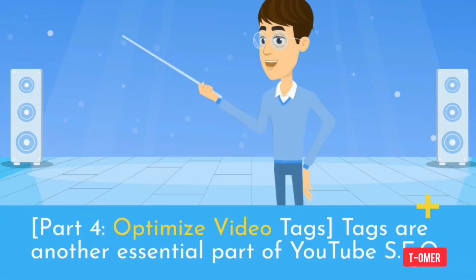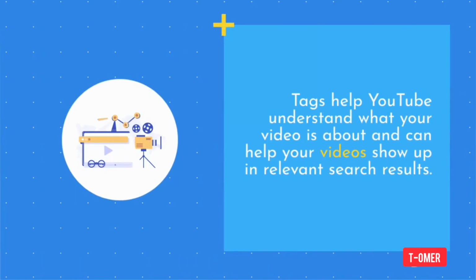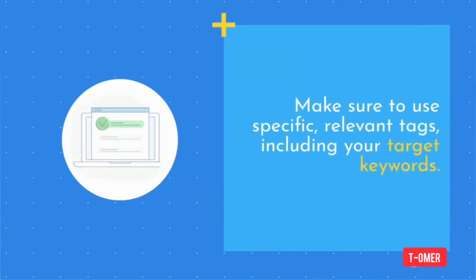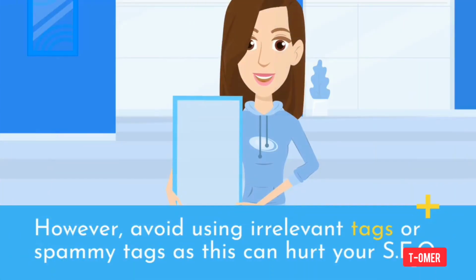Part 4, Optimize video tags. Tags are another essential part of YouTube SEO. Tags help YouTube understand what your video is about and can help your videos show up in relevant search results. Make sure to use specific, relevant tags, including your target keywords. However, avoid using irrelevant tags or spammy tags as this can hurt your SEO.